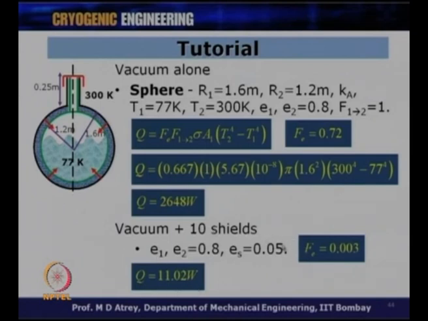And the problem is how practical it is to have 10 shields between R1 and R2 in this sphere, because that is going to increase a lot of weight, and that may add some conflicting problems in the manufacturing. So, this is the problem.